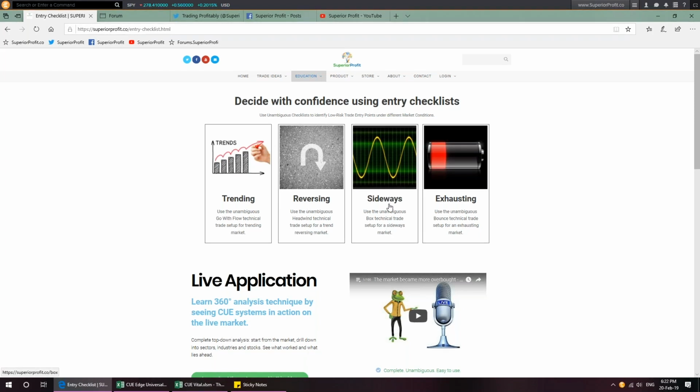Then the third market condition, when the stock or the whole market moves in a sideways range or it is forming double tops or double bottoms. Under those situations, you may apply a different trade setup based on a different set of indicators. That trade setup we call box setup for the sideways market.